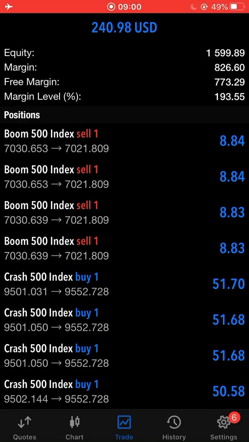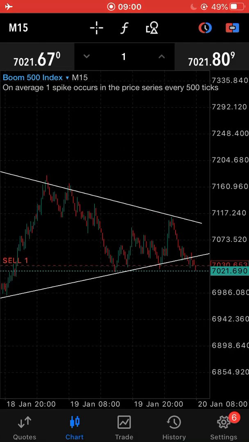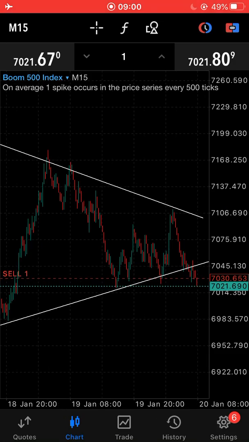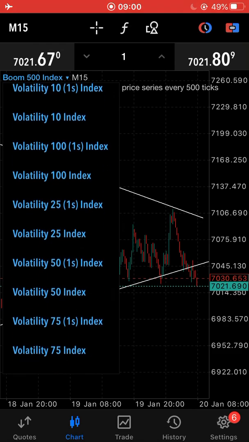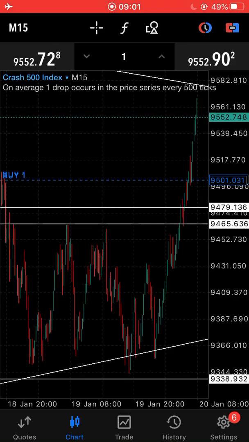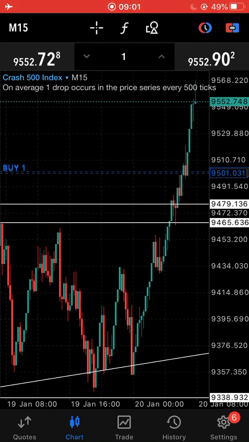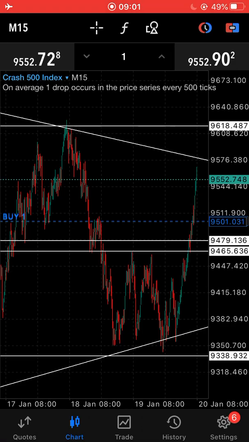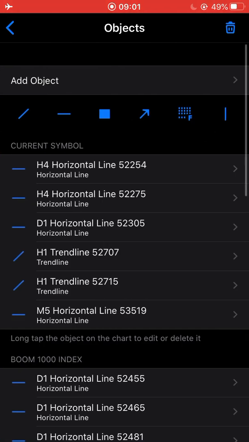Okay guys, let's move to the strategy. Mainly, I trade with price action. This is Crash 500, our TP is hit already. This was at 9 a.m., kind of a pin bar formation. But anyways, let's move to the strategy we're talking about. Let me get rid of all these trend lines and all that.